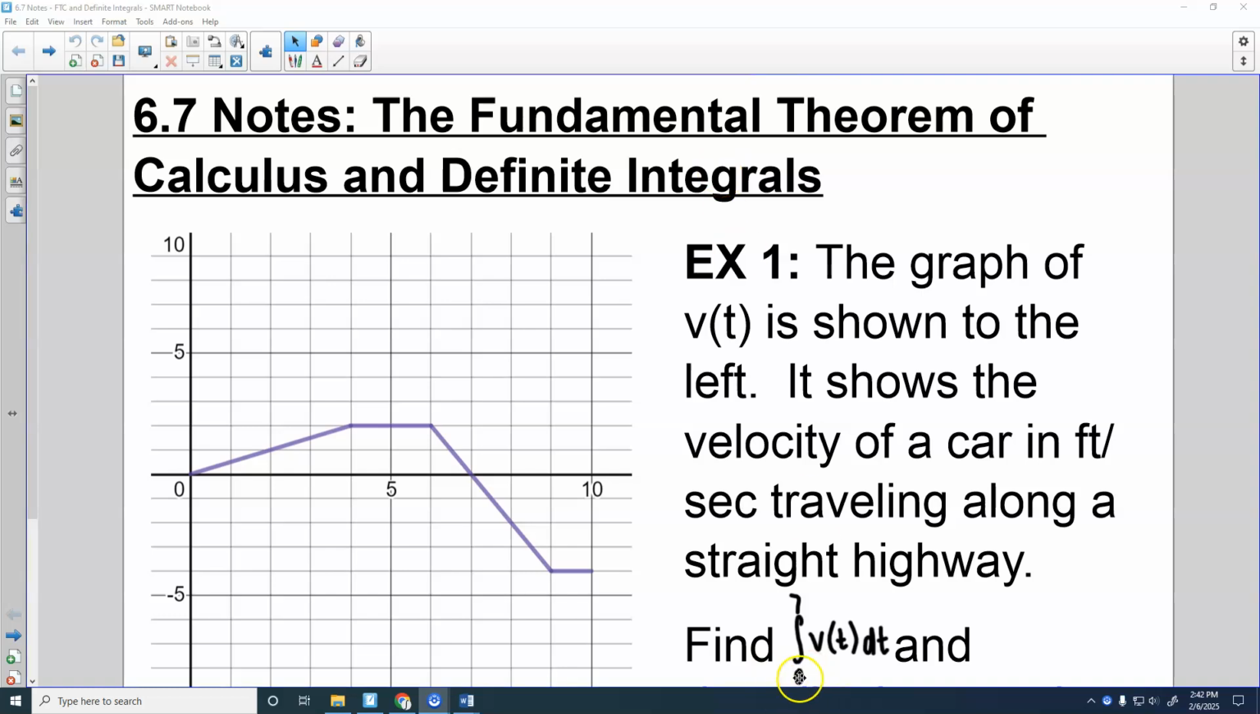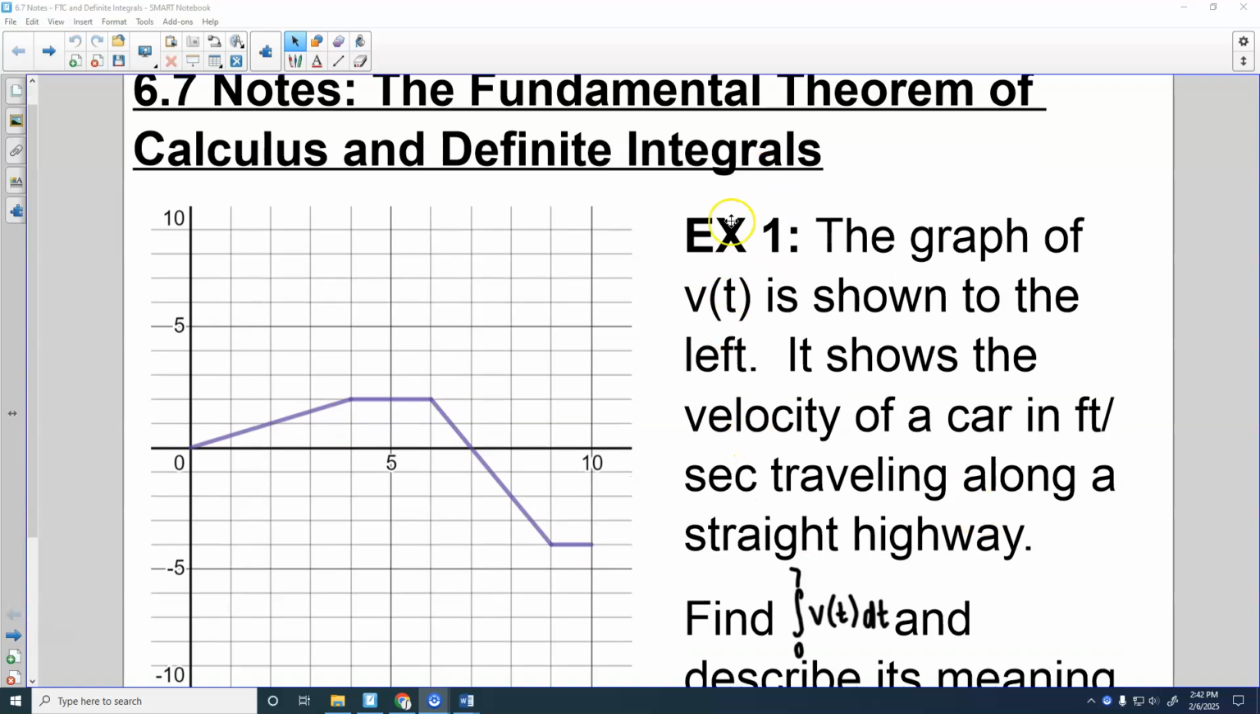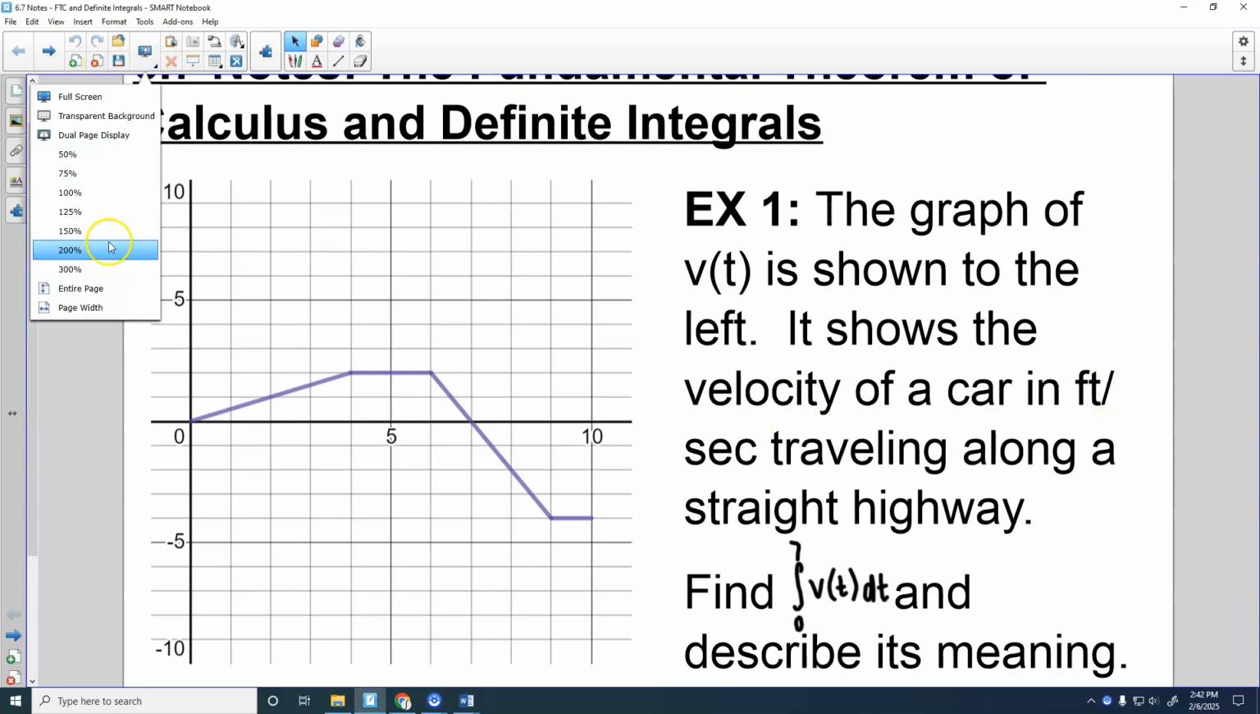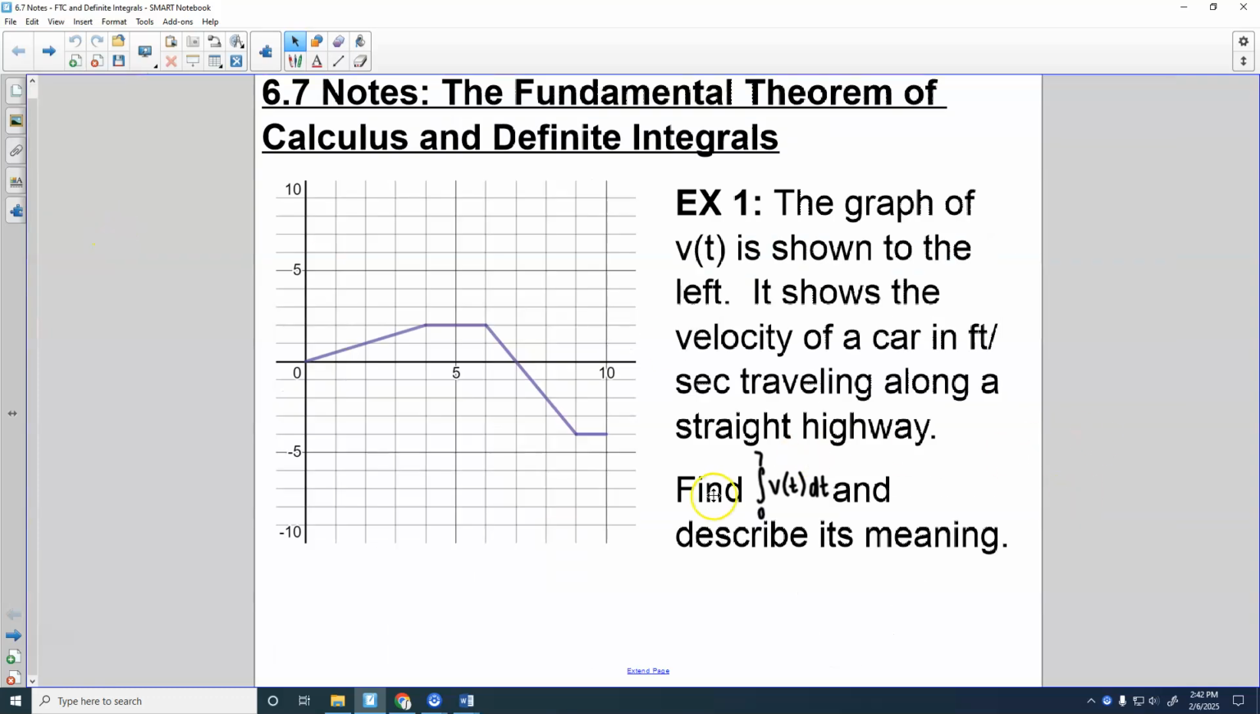An integral that has limits on it, like this from 0 to 7. You guys really haven't seen any yet that don't, because we don't know how to deal with those yet, but we'll learn it Monday. So here we have a graph. It shows the velocity of a car in feet per second traveling along a straight highway. And we are supposed to find the integral from 0 to 7 and describe its meaning.